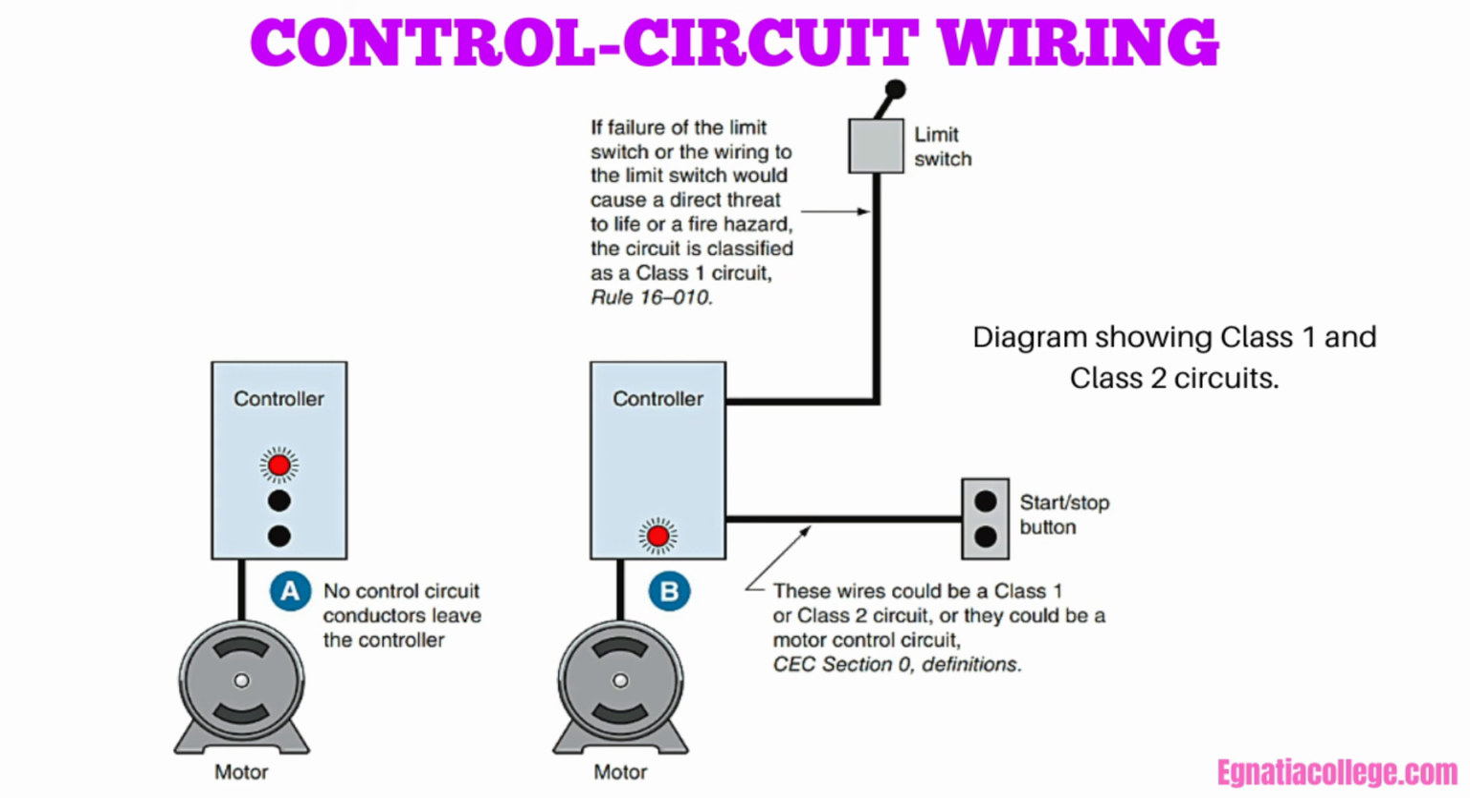In Part A in this figure, the control circuitry is contained completely within the equipment, so none of the control wiring is governed by Section 16. In Part B in this figure, the control wires leave the equipment. These conductors are classified as Class 1 or Class 2, depending on voltage, current, and other issues discussed in Section 16. Motor control circuits may be protected by control fuses in the controller.